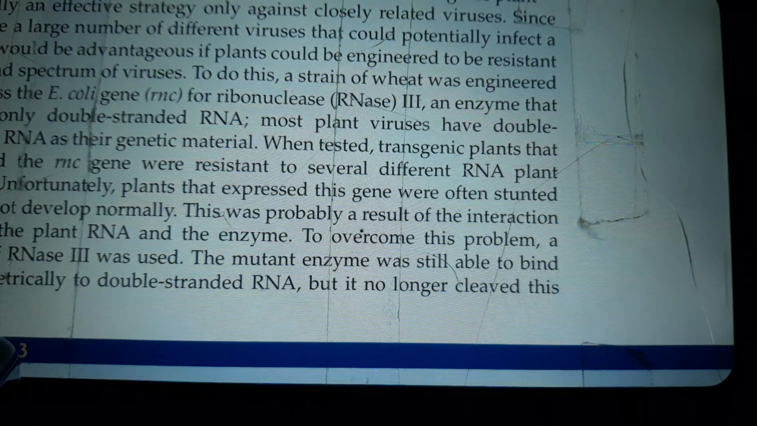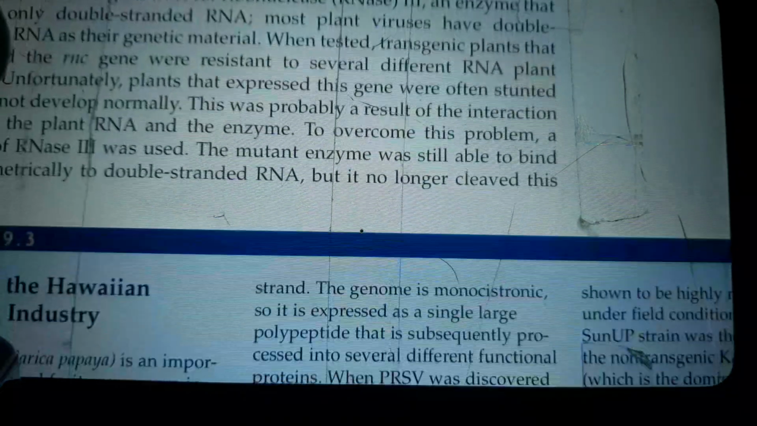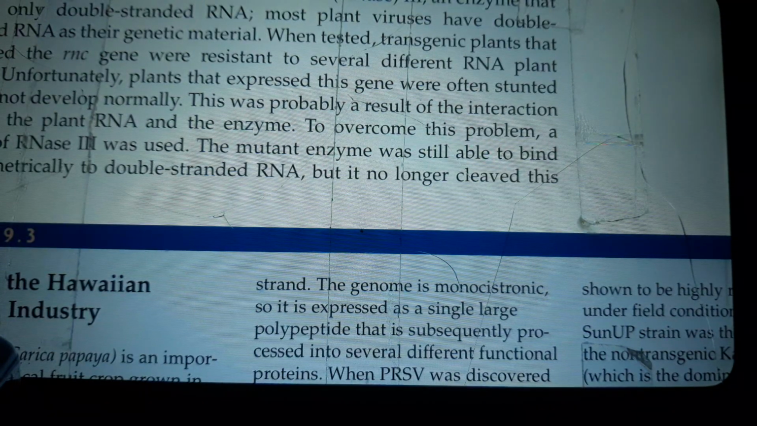To do this, a strain of wheat was engineered to express the E. coli gene RNC for ribonuclease RNase III, an enzyme that cleaves only double-stranded RNA. Most plant viruses have double-stranded RNA as the genetic material, at least during replication. Transgenic plants that express the RNC gene were resistant to several different RNA plant viruses. Unfortunately, plants that expressed this gene were often stunted and did not develop normally.